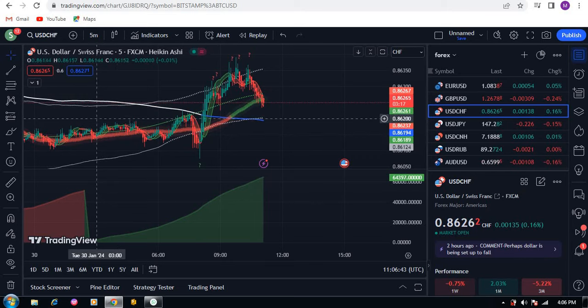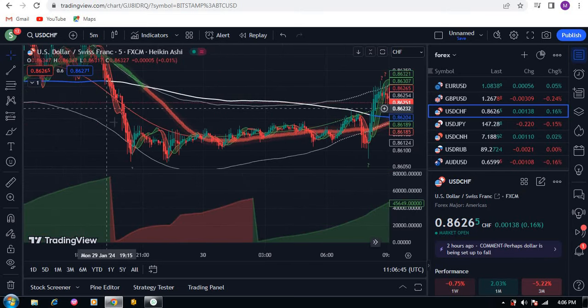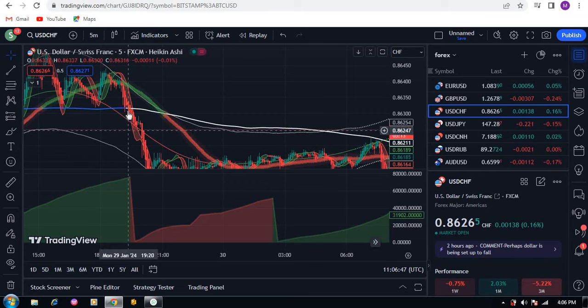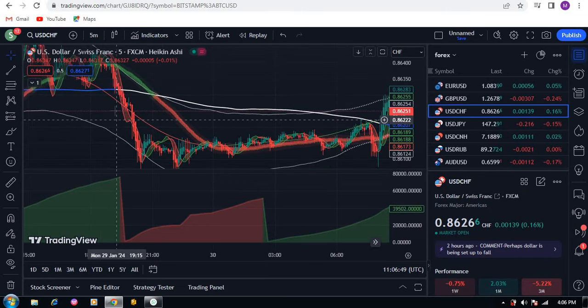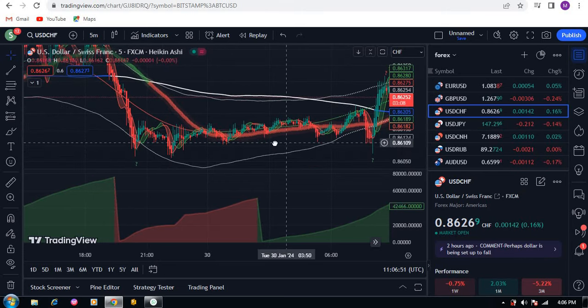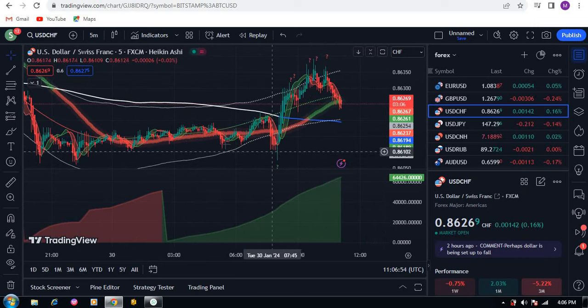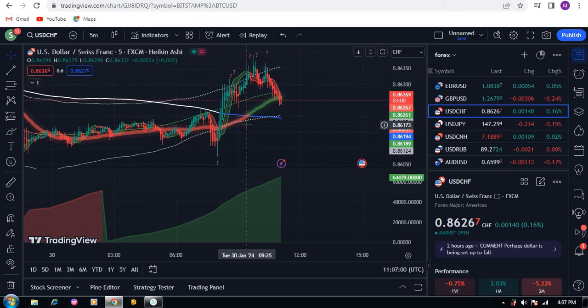Okay, and now you can see you got the sell signal here. This is the perfect buy sell signal, and you got the profit. And this is the perfect buy trade. Actually, this one, and this one, and then you got the profit. This is actually a very, very good profit.